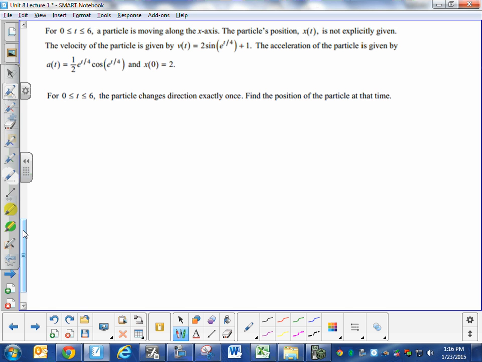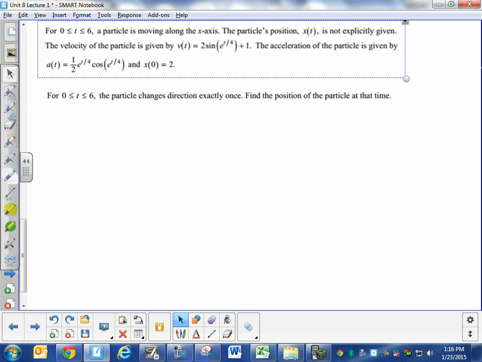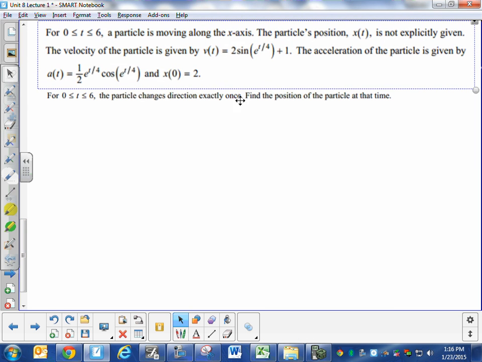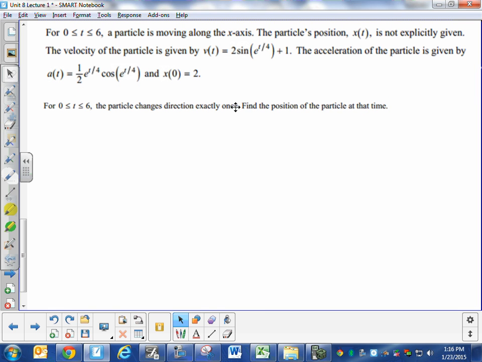Let's see if you can figure it out. This is a heavy calculator usage problem. Is that t over 4 above the e? Yes, that's 2 sine e to the t over 4. Let me do it real quick. See if you guys can get the answers.